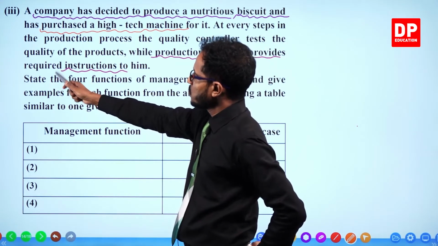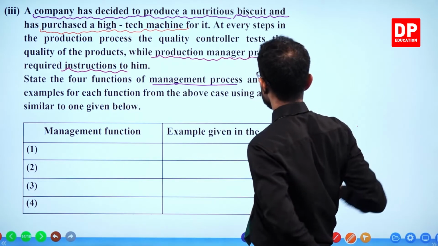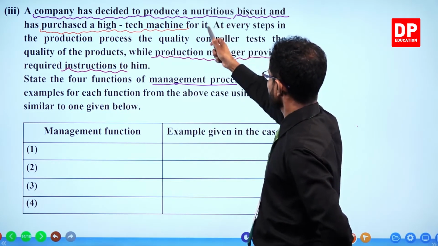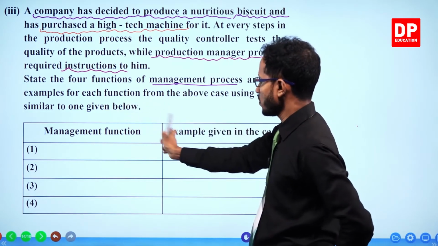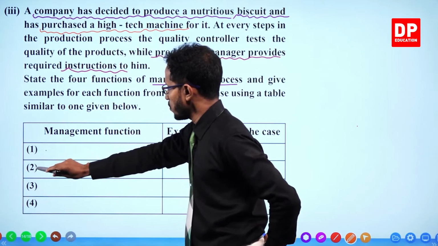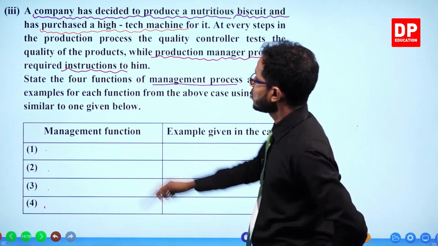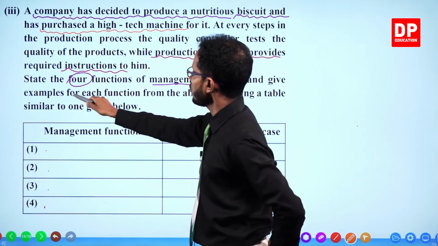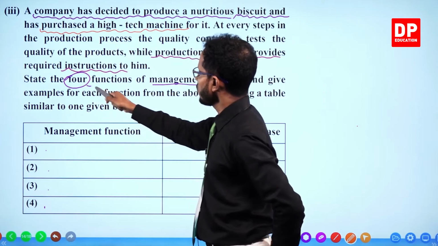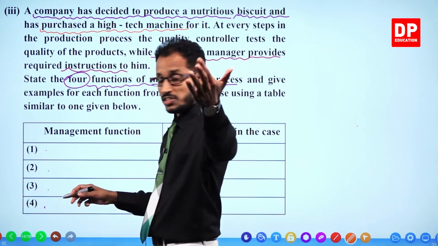They are asking us to state 4 functions of management process and give examples for each function from the above case using a table. Alright, we have the table and they have given us 4 rows to state the 4 functions. 4 functions of management. Name the 4 functions of management.